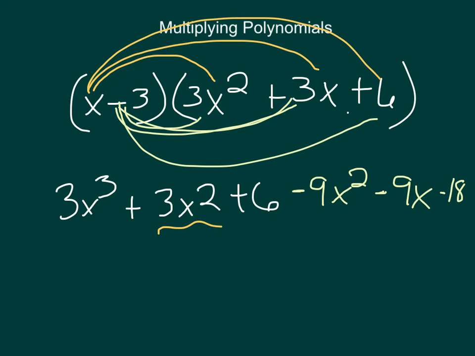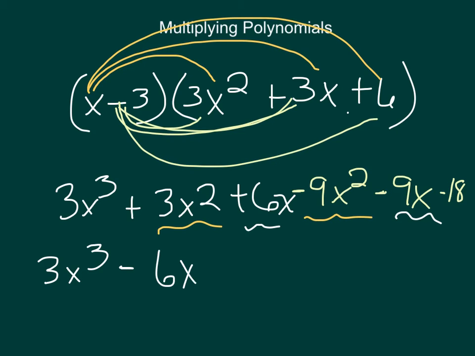We've got 3x squared and 9x squared. We've got 6. Oops, there's a mistake again. It's supposed to be 6x. 6x and 9x. The 3x cubed and the 18 are fine. They don't have anything to combine with. So 3x cubed, not plus. Minus 6x squared, because this one and this one are minus 6, minus 3x, and then minus 18. All the like terms have been combined.